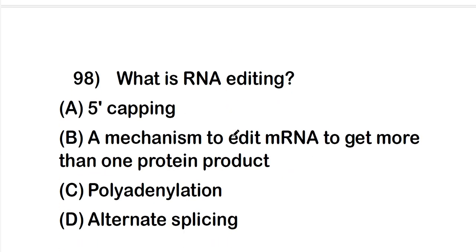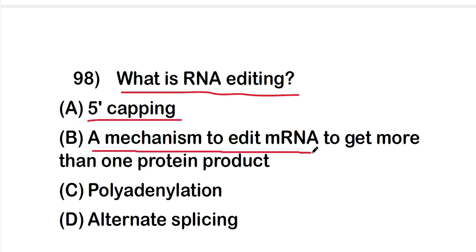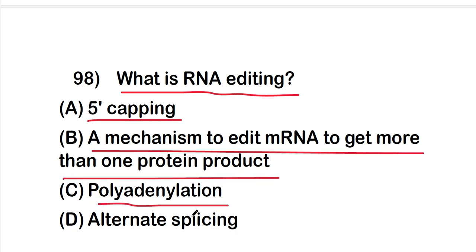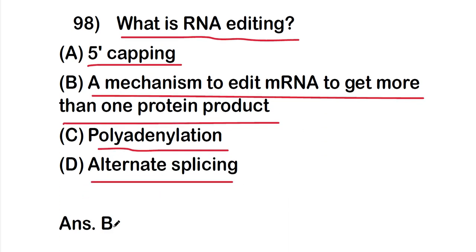Okay, so the next one is question number 98. What is RNA editing? The options are option A 5' capping, option B a mechanism to edit mRNA to get more than one protein product, option C polyadenylation, option D alternate splicing. The right one is option B, that is a mechanism to edit mRNA to get more than one protein product, that is known as RNA editing.